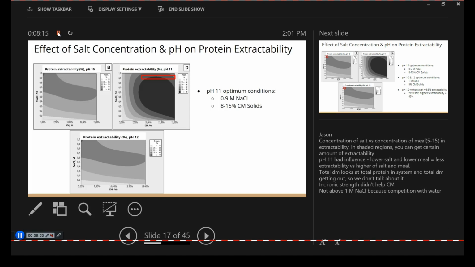When understanding the effect of salt concentration and pH on protein extractability, this was again categorized by the different pH of 10, 11, and 12. On the x-axis, you can see it's from a canola meal percentage of 5 to 15, and then a predicted salt concentration from 0 to 1, where the protein extractability percentage is seen as darker the shade, the increase in extractability. So we see that at pH 11, the most optimum conditions are at 0.9 molar sodium chloride, and at 8 to 15% canola meal solids.